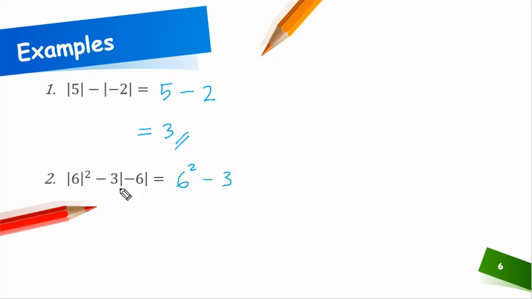And number 2, the absolute value of 6 squared, it means that it's just the same as 6 squared, minus 3 times the absolute value of -6. The absolute value of -6 is 6. So just multiply with 6. 6 squared is 36. 3 times 6 is 18, right? So 36 minus 18 is 18. Okay, so that's all. It's very easy, right?